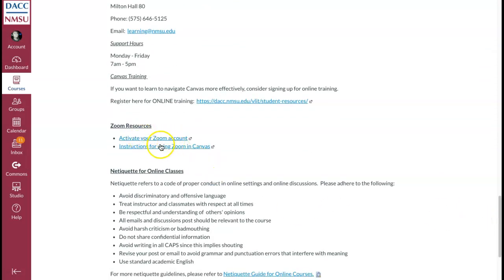I also have some Zoom resources. Obviously, we're not going to have Zoom classroom meetings because this class was designed to be online from the very beginning, even before the pandemic happened. So we don't have regular Zoom classes. However, it's important to activate your Zoom account, and to read the instructions on how to use Zoom and Canvas in case you ever want to meet with me during my virtual office hours.